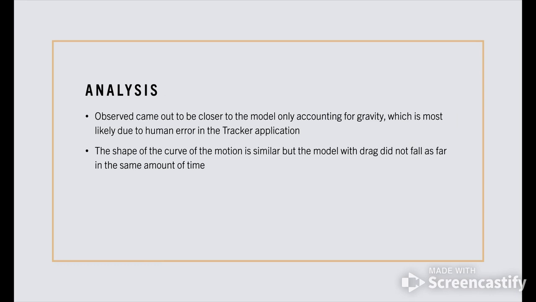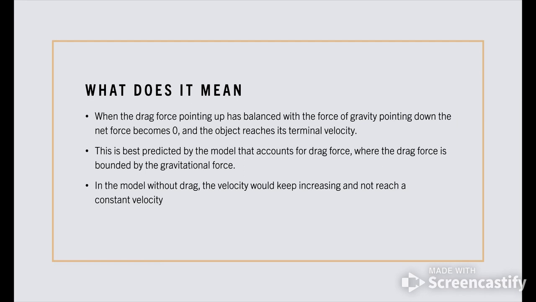Analysis. The observed result came out closer to the model that was only accounting for gravity, which is most likely due to human error in the Tracker application, because the expectation was that it would be closer to the one that accounted for drag force. But the shape of the curve of the motion is similar, but the model with drag did not fall as far in the same amount of time, or it took longer to fall the same amount of distance.